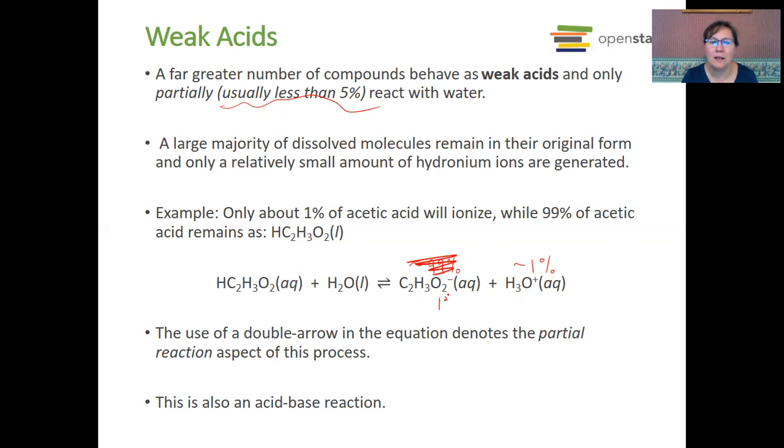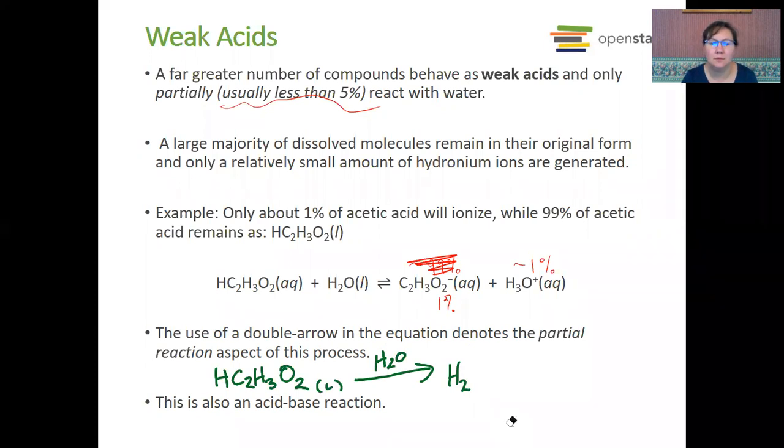This is about 1%. Another way to show this, and they show a double arrow to show it going back and forth. Another way to show this that I think sometimes is a little bit better is to say, okay, if you have HC2H3O2, your acetic acid, and it's a liquid, and you put it in water, then you'll still have HC2H3O2 liquid, and this is about 99%.